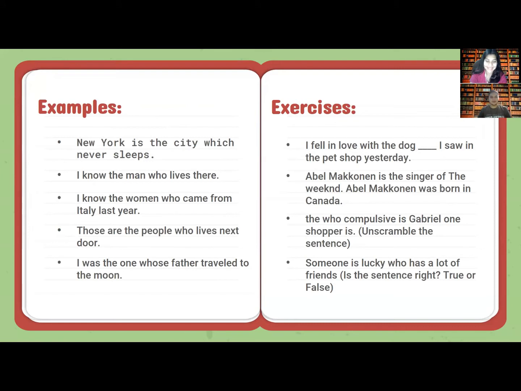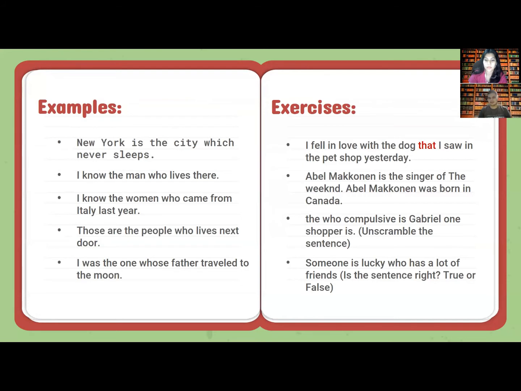I was the one whose father traveled to the moon. I am using the relative pronoun "whose" with the noun that follows, in this case my father, to identify that it's my father who traveled to the moon. We have some exercises here. I fell in love with that dog I saw in the pet shop. In this case, we use "that" because in English, a dog is seen as an object.